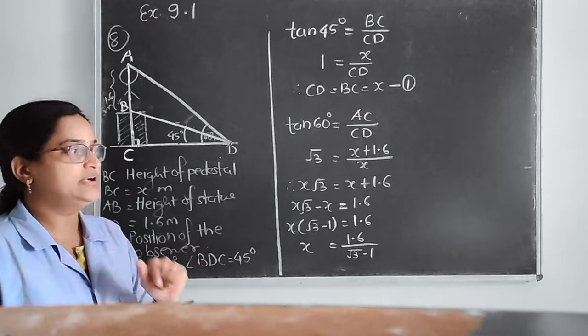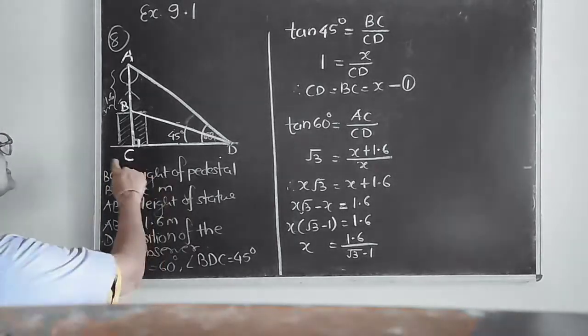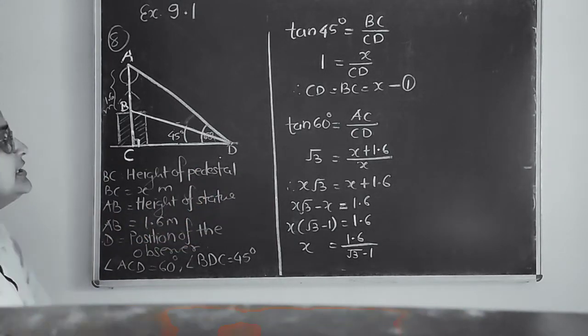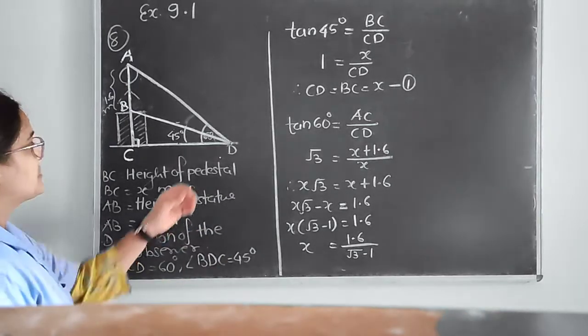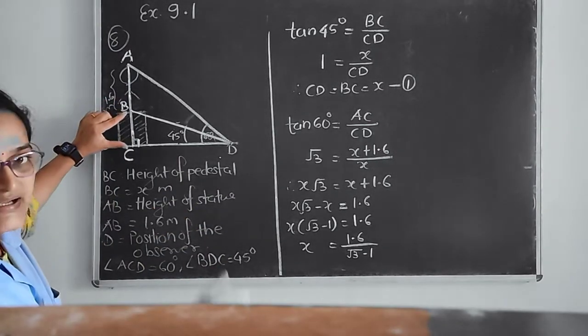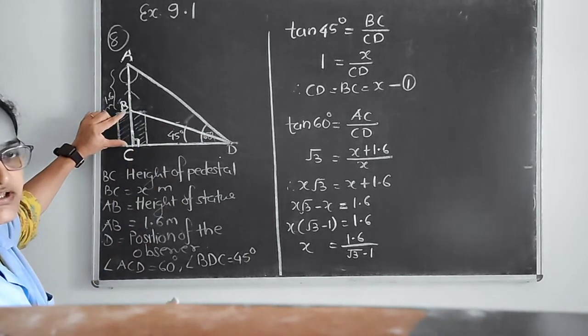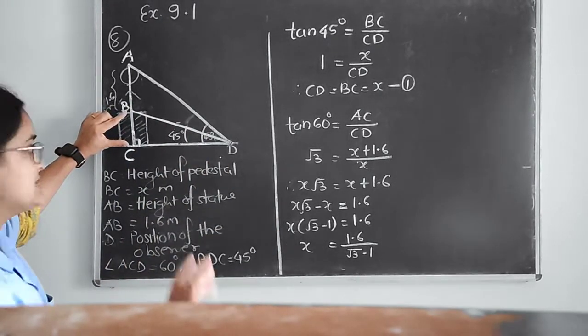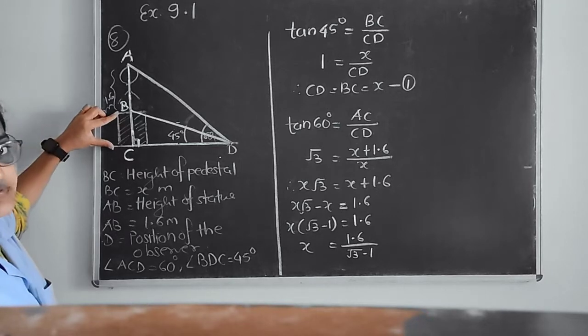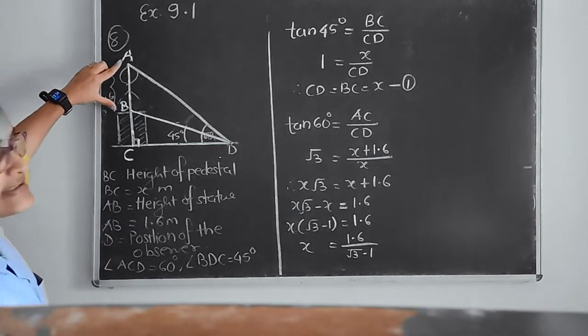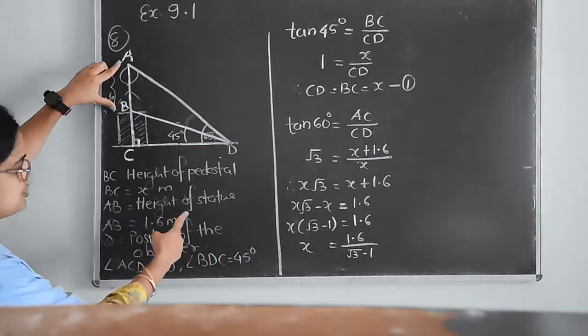Now see, try to understand the situation. See, suppose this is the ground level. CD I have shown is the ground level. Then here is the pedestal. Pedestal is a stand on which the statue is situated or made to rest. So BC is the height of that pedestal. Then AB is the height of the statue as I have shown here.